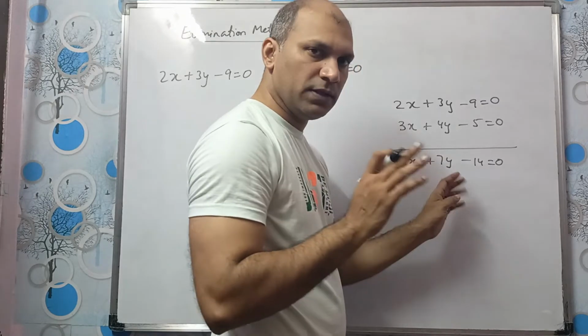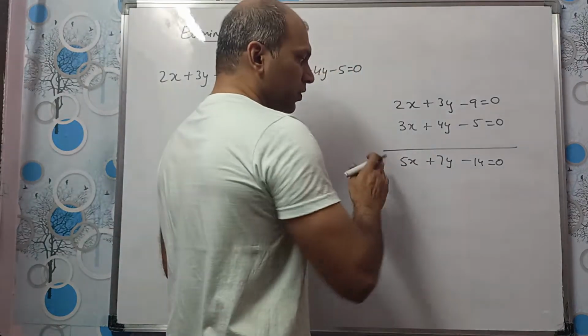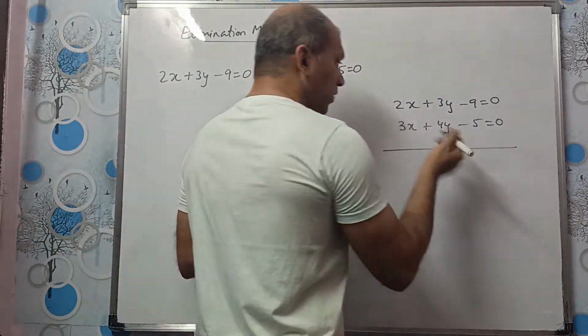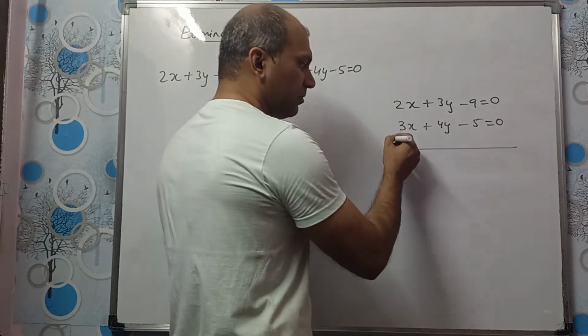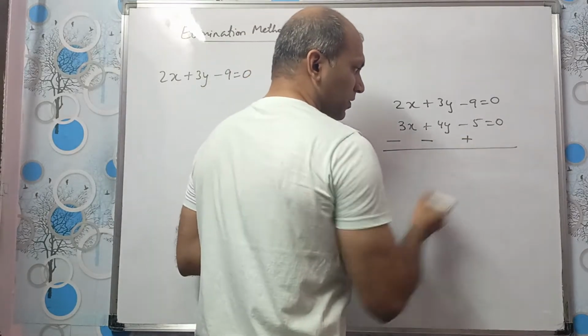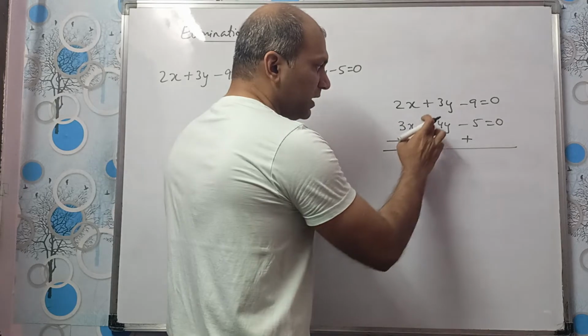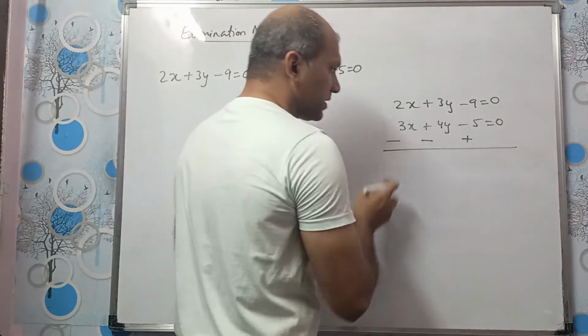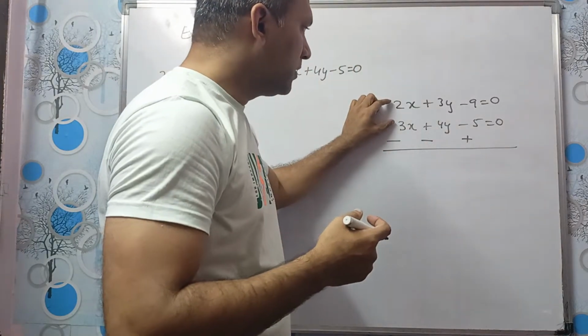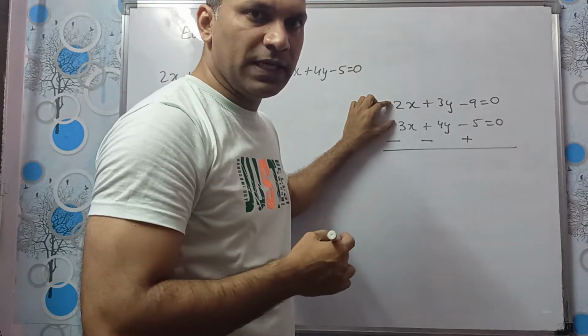Neither x nor y is getting eliminated. So we should not add. Okay. What if we subtract? See, when we subtract, we change the signs. Okay. So plus sign became minus, plus became minus, minus became plus. Even if we subtract, neither x nor y values are getting cancelled.